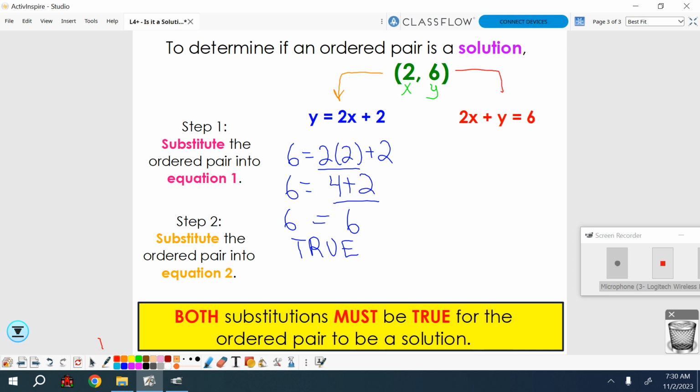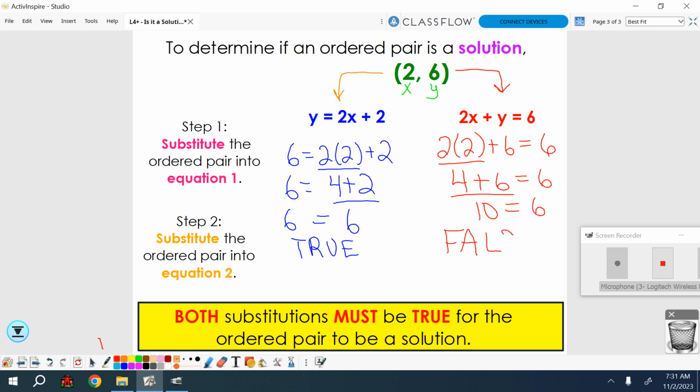Now, if I plug it into the second equation and that is also true, then we've got a solution. So we're going to plug in here. So I've got 2 times 2 plus 6 equals 6. 2 times 2 is 4. 4 plus 6 is 10. That does not equal 6, so this is false.